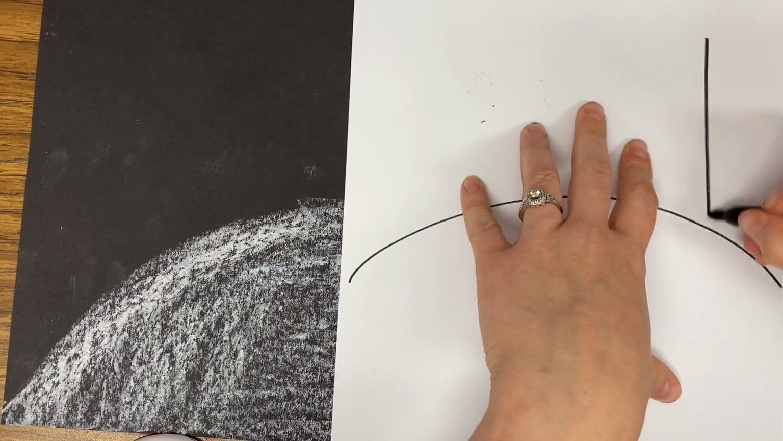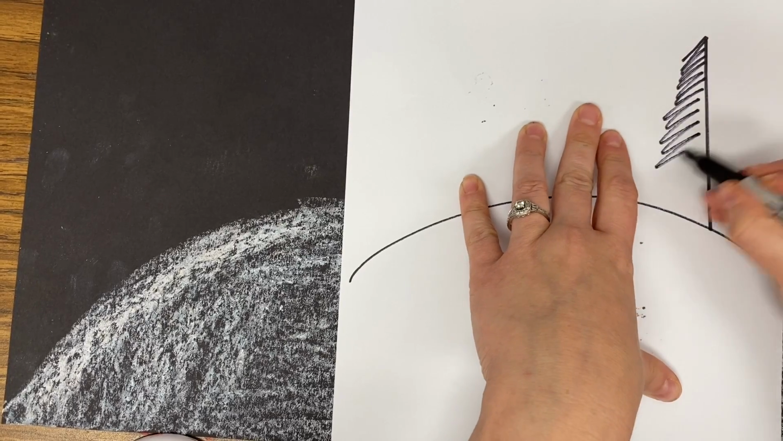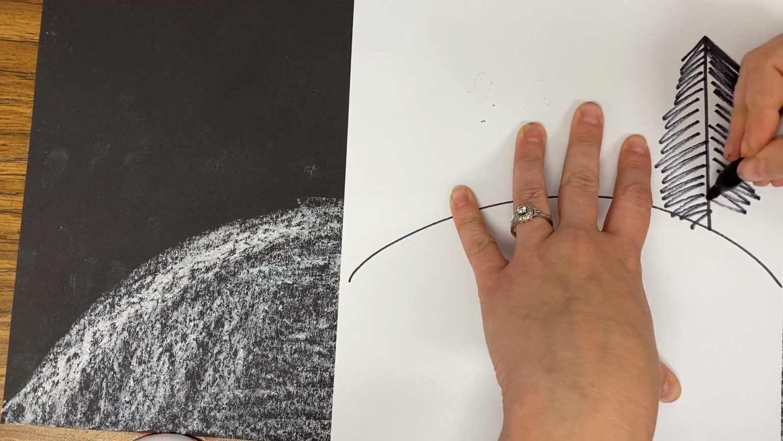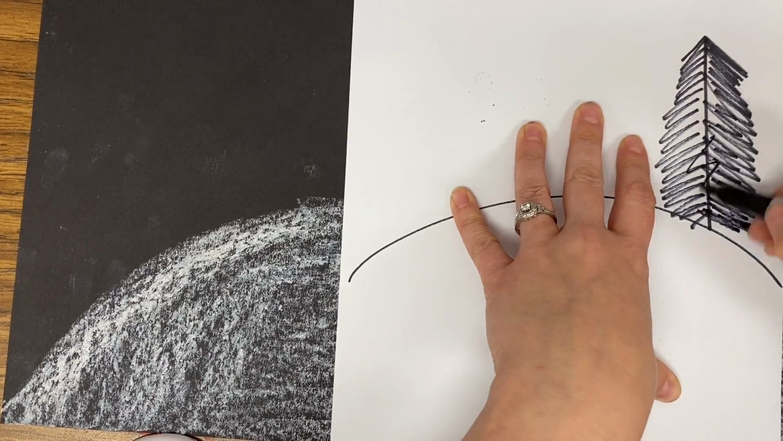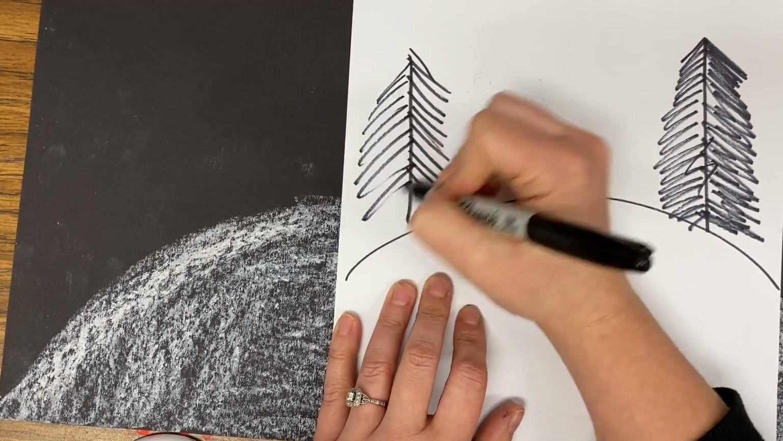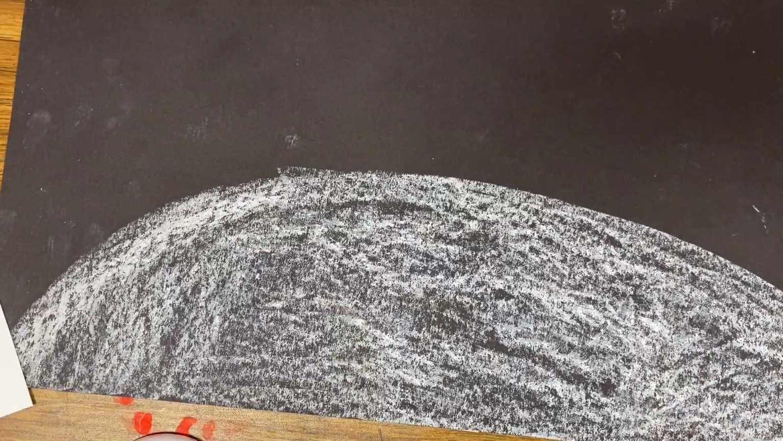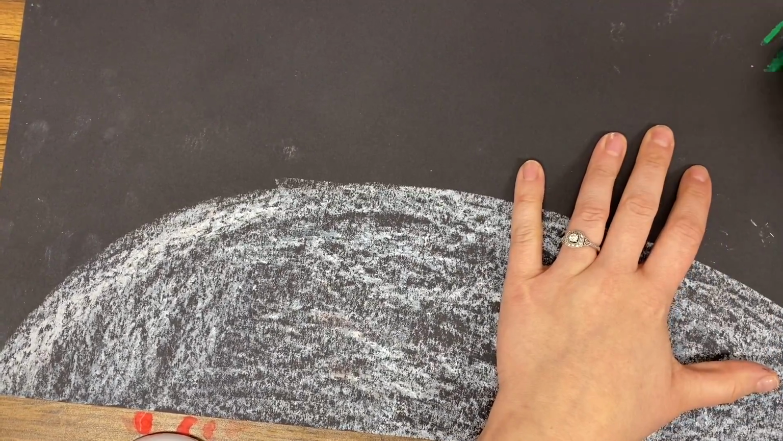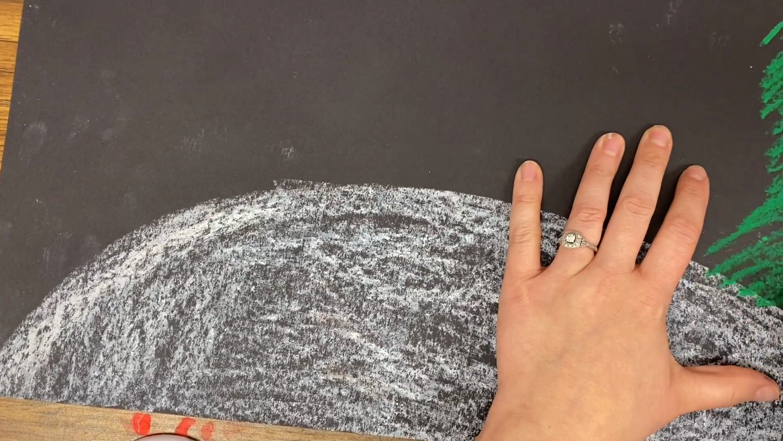So on my hill, I'm going to draw a straight line, and if you think about evergreen trees, their needles, or their leaves, which are called needles, get bigger towards the bottom. So they start off small on the top and wider at the bottom. I'm just going to use my green oil pastel to add some trees in.